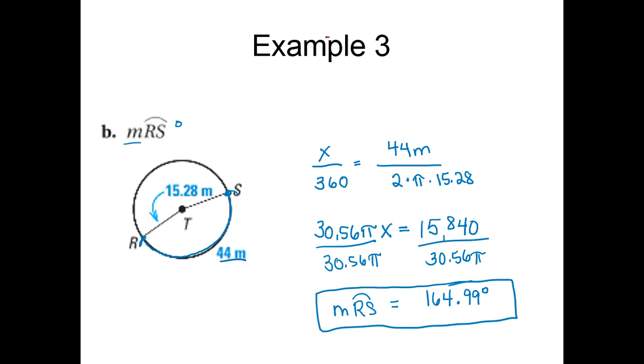Hopefully you have that formula on your formula sheet. Remember, all these examples should be in your notebook and not on the formula sheet.